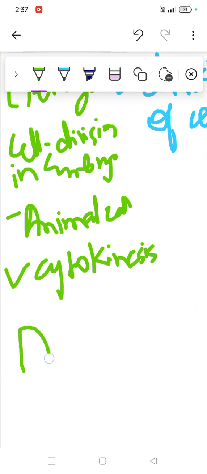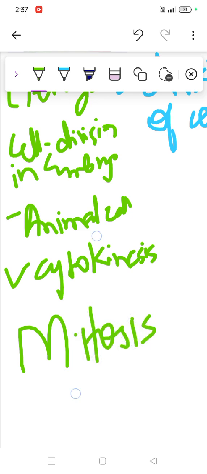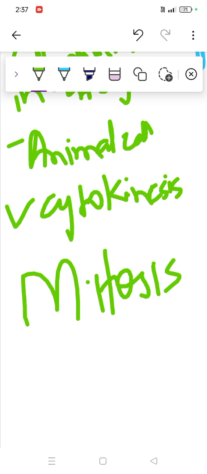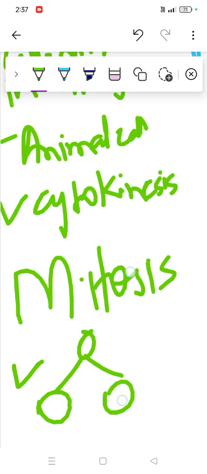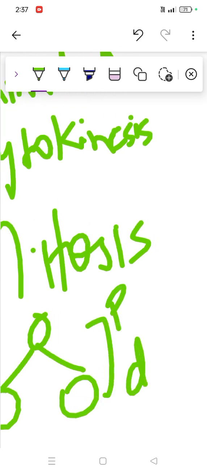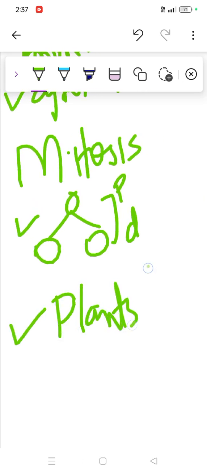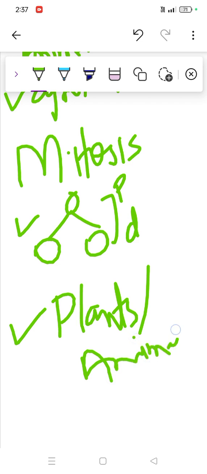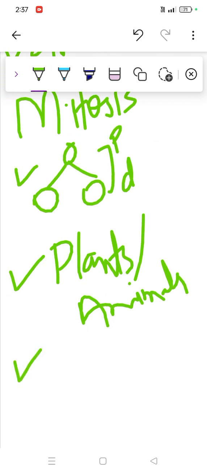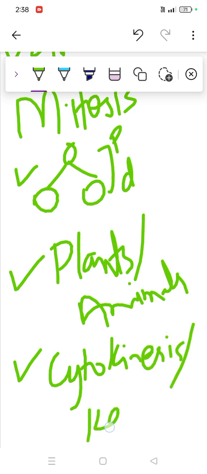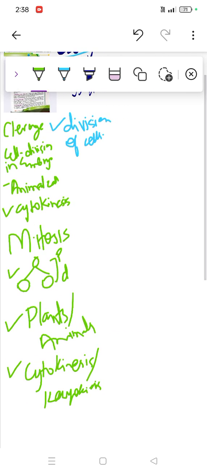When we talk about mitosis, it simply occurs as cell division of a parent cell into daughter cells. Here is the parent cell, then division into daughter cells is called mitosis. You'll see this happen in both plants and animals. And the last one, cytokinesis plus karyokinesis, both processes occur in this one. So I'm sure it will be clear, and this is the difference.